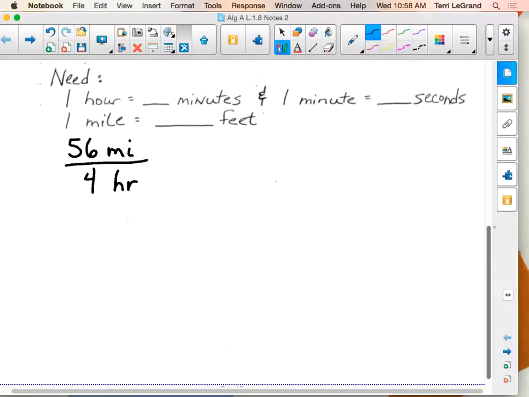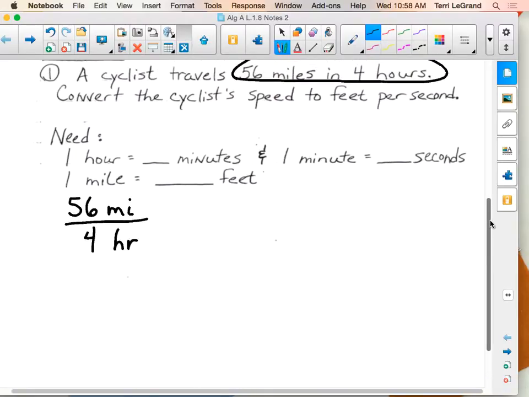Now we have to go to feet per second. Right now it's miles, and we need those miles changed to feet. We have hours that need to be changed to seconds. The first thing I want you to do is write down all the conversion factors you're going to need. Let's work with the time first. It's in hours right now. The next smallest unit of time is minutes. So what conversion factor is there for this one?